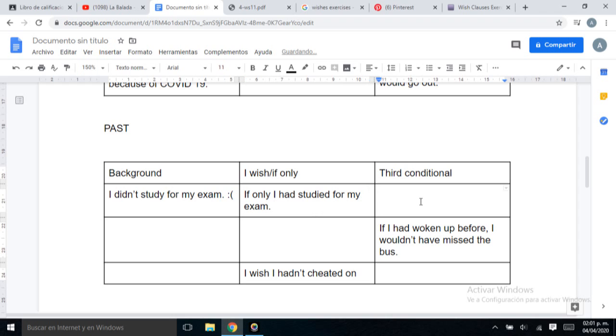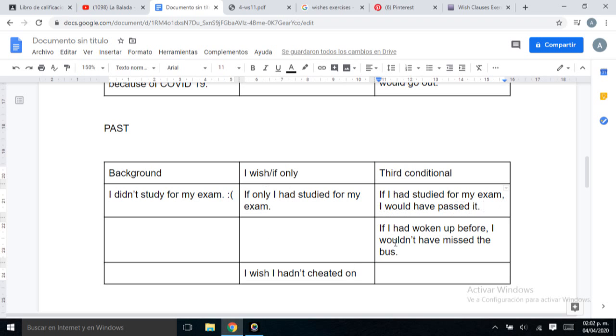Then let's have the same idea using third conditional. If I had studied for my exam, comma, I would have passed it. But again, the reality is that I didn't study, and as a consequence, I didn't pass the exam. Then here we have the structure of the third conditional. It is had studied, past perfect, in the if clause, and then a comma and main clause. I would have and verb in past participle.